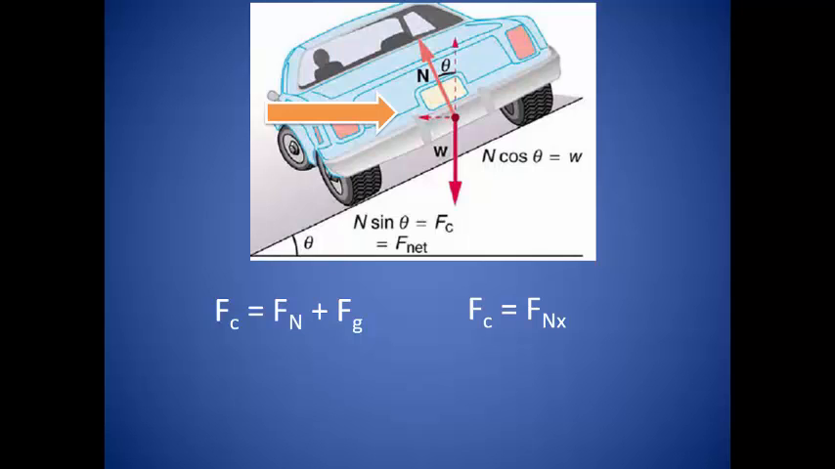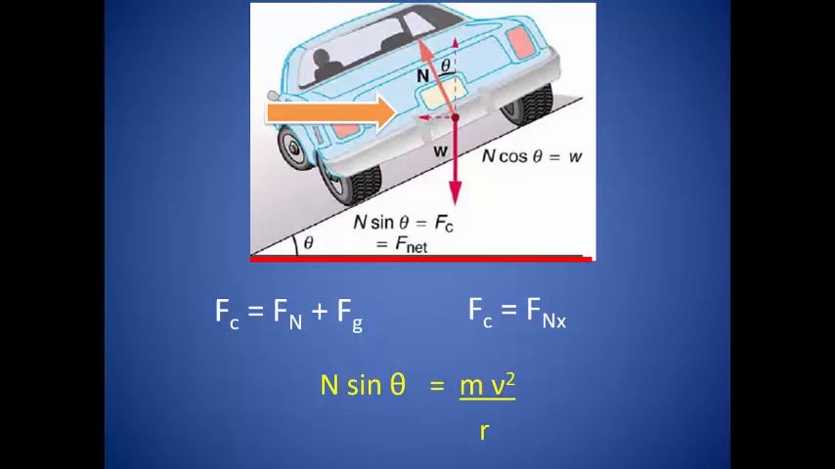Now the horizontal component of the normal force is the adjacent component to our angle theta, so we need to use the sine function to determine its magnitude. So N sine theta gives us the horizontal component of the normal force. And this is equal to our centripetal force. So if our object is moving in a circle on a surface that is at an angle to the horizontal, we use the horizontal component of the normal force in place of the centripetal force.